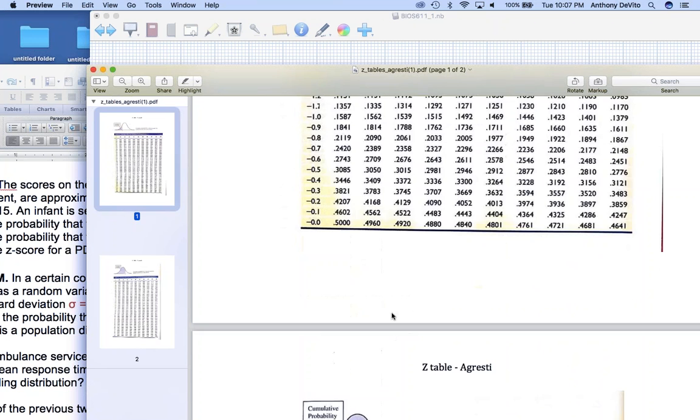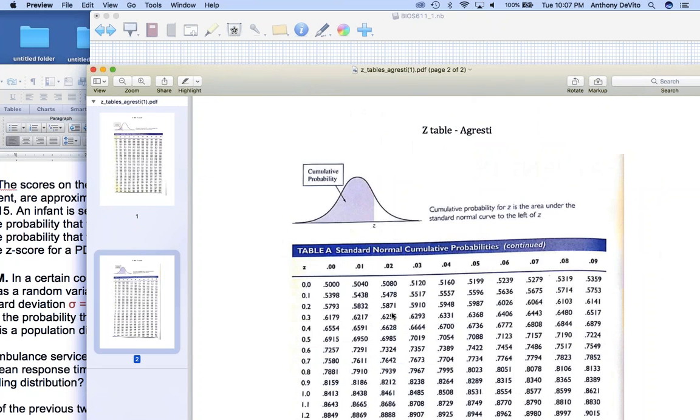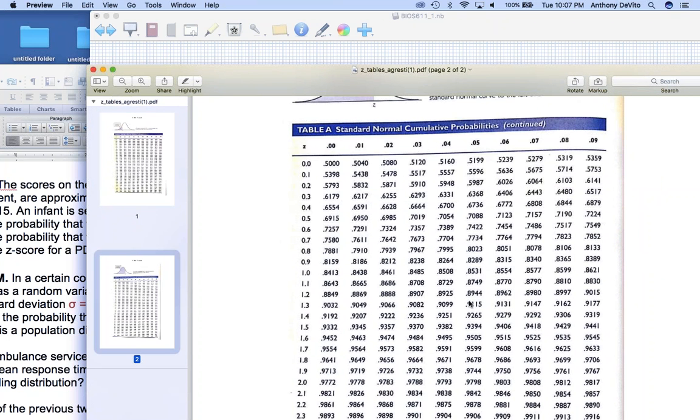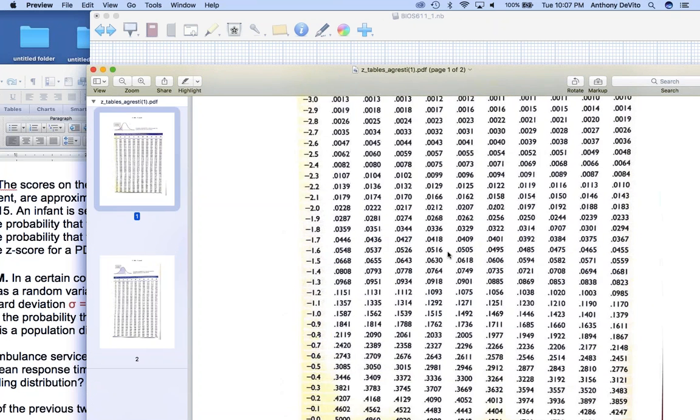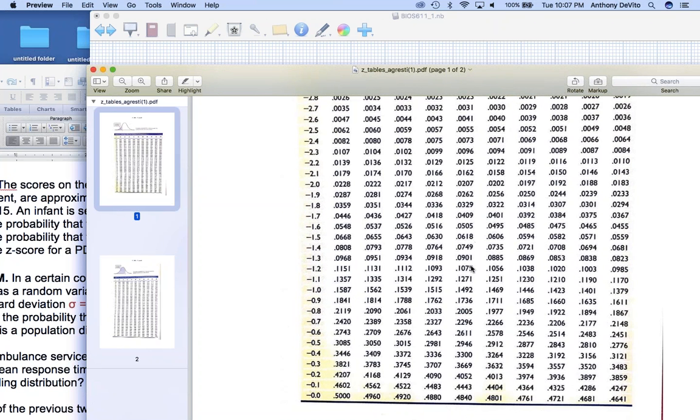So if I were looking for an area of 80%, I would go to the top, and I would know my z-score is going to be, say, for 80%, like here, right? Positive 0.88 is my z-score. But in this case, I'm looking for 10%. So let's find an area of 10%.